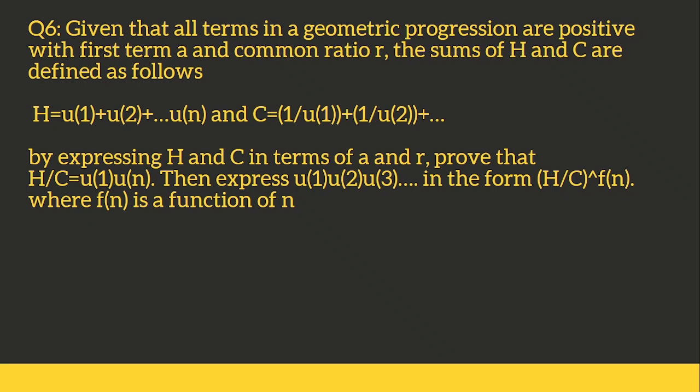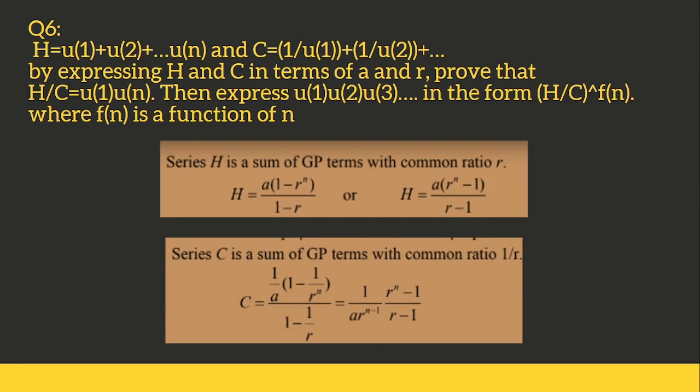So we just try and solve the first part first. If we convert H into a sum of GP terms with ratio r, we use the GP formula. So it will be a times (1 minus r^n) over (1 minus r). Then for C, we're also going to do it as a sum of GP terms.